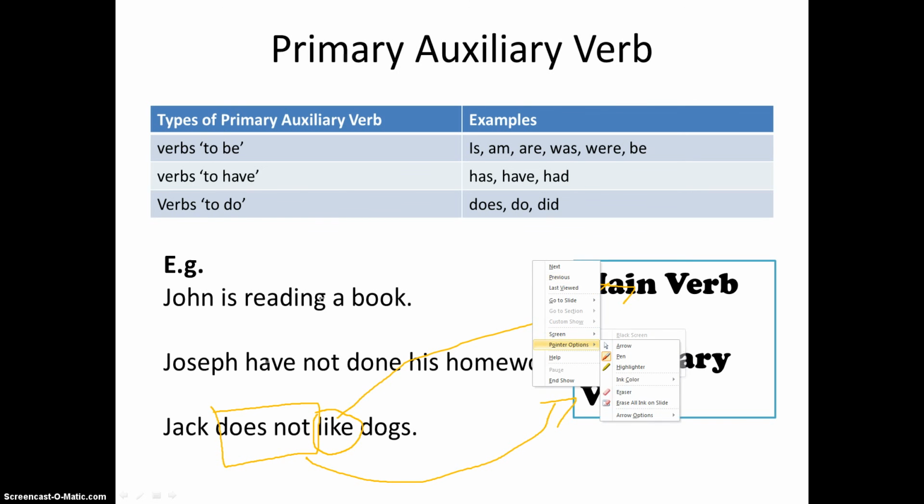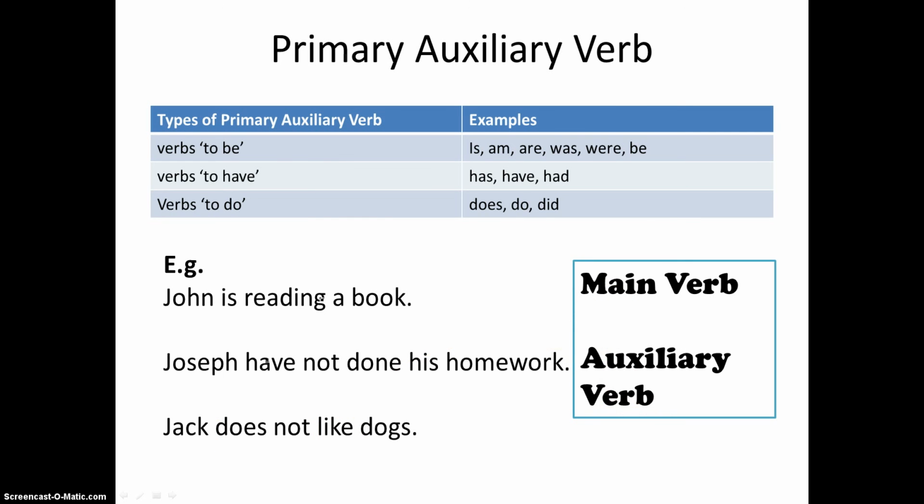Hopefully this helps explain a little on the lexical verb, the main verb, as well as the auxiliary verb, specifically the primary auxiliary verb. Feel free to rewind, feel free to fast forward, take notes. By today, you should understand what a lexical verb is and what a primary auxiliary verb is.